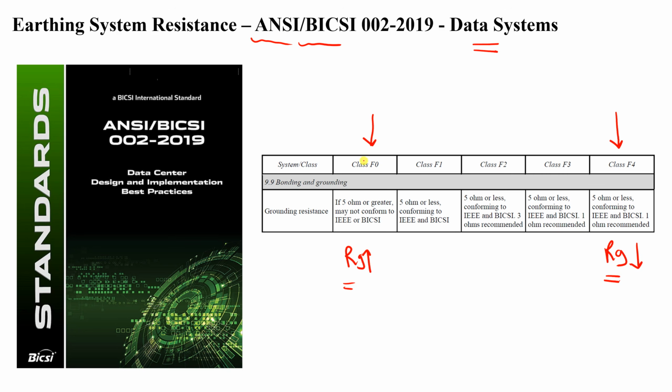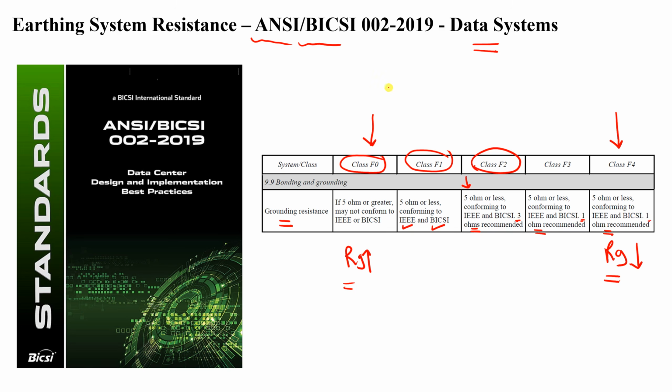Now, as you can see here, it tells you that grounding resistance for F0 can be 5 ohm or greater. However, 5 ohm or greater will not satisfy the IEEE or BICSI. So it means that we should aim for less than 5 ohm. Okay. For F1, 5 ohm or less, it will satisfy IEEE and BICSI. Here, F2, 5 ohm or less, however, 3 ohm R grounding is recommended. Here, 1 ohm recommended. Here 1 ohm also recommended.